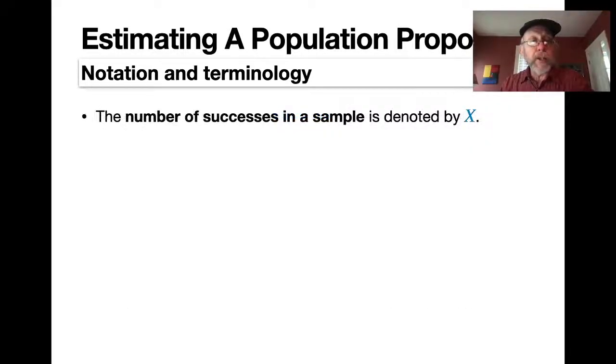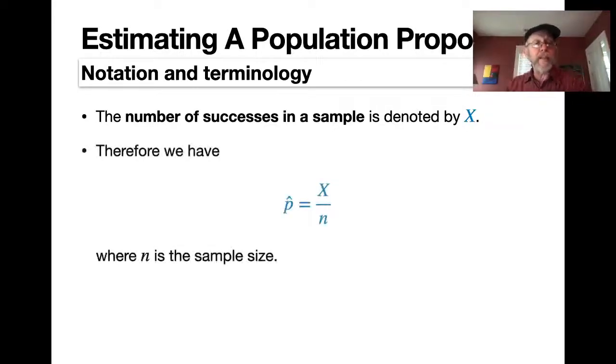Another bit of terminology: the number of successes in a sample is sometimes worth talking about, and we denote that number by the capital X. So these ideas are related. The sample proportion of successes is just the number of successes in the sample, X, divided by the sample size, N. And so the sample proportion, the number of successes in the sample, and the sample size are all related through this equation.